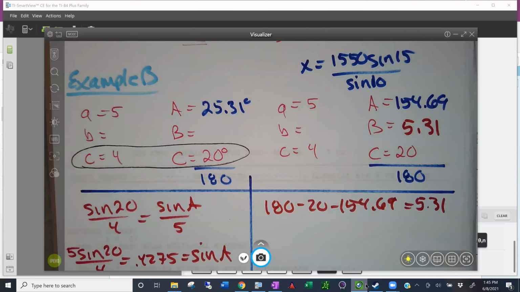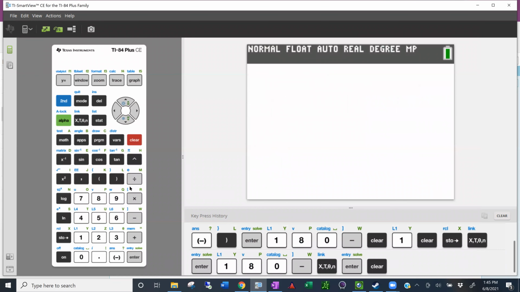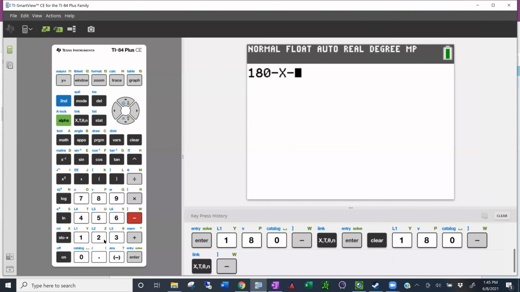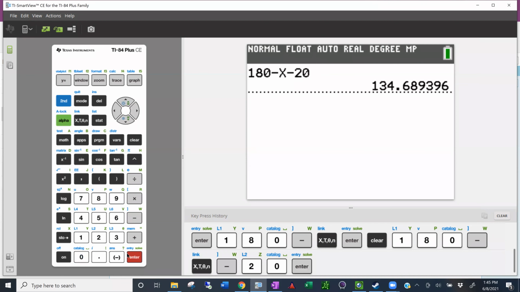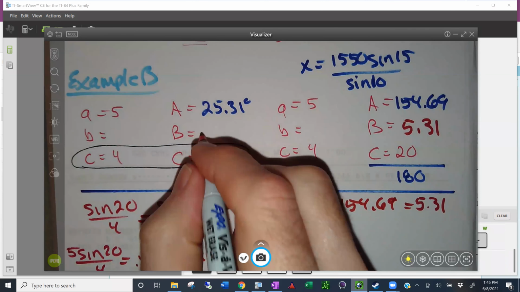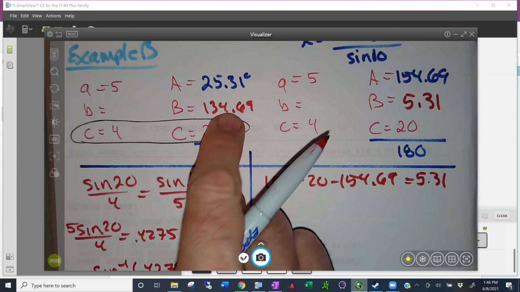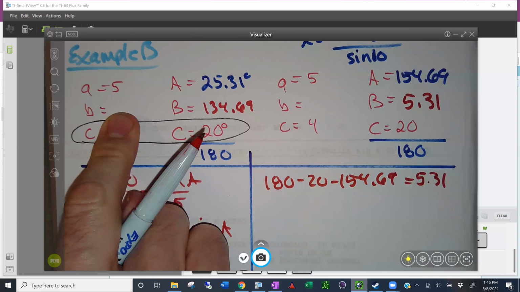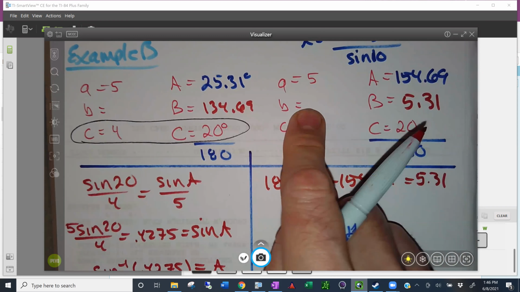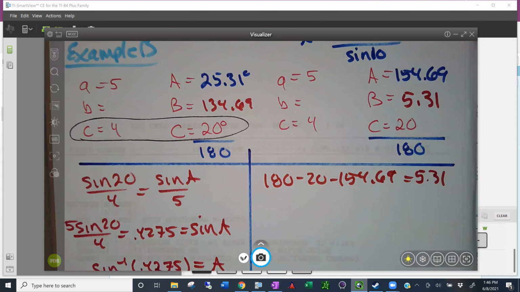Now for this one, my brain is failing me, so I'll just use what I've got stored in X. 180 minus X minus 20. Oh, okay, there you go. 134.69. So let's put that in as well. And now I've got to use the law of sines one more time to find this side, and then likewise over this one. So let's see if we can do that.